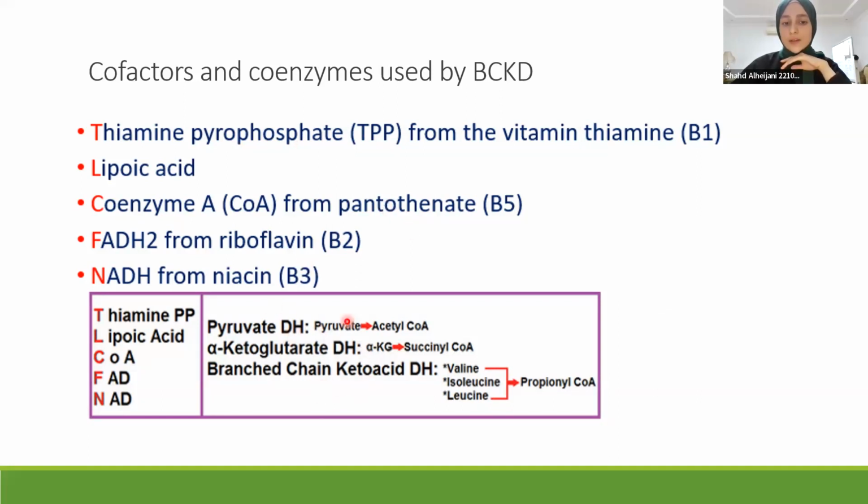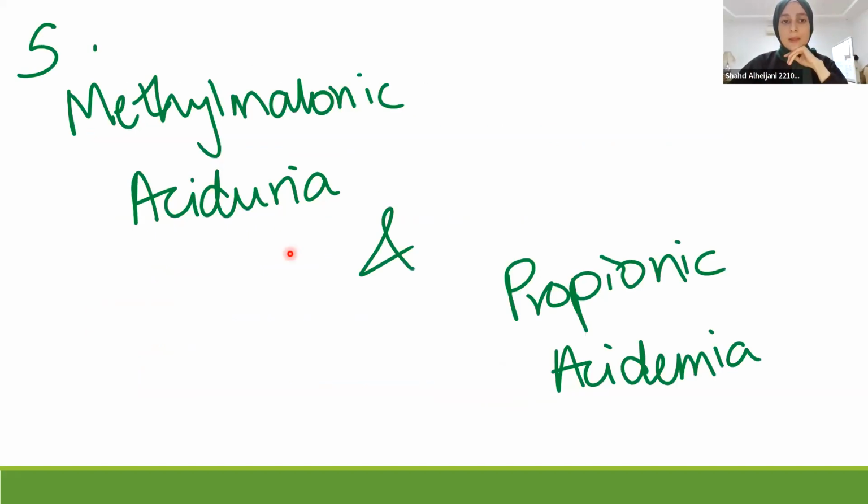So we said we have 3 enzymes requiring those cofactors. One of them is branched chain keto acid dehydrogenase, which is needed for conversion of valine, isoleucine, and leucine into propionyl-CoA. You also have alpha ketoglutarate dehydrogenase, which is a part of the Krebs cycle, and pyruvate dehydrogenase, again in the cellular respiration pathway. So these three require those 5 cofactors.